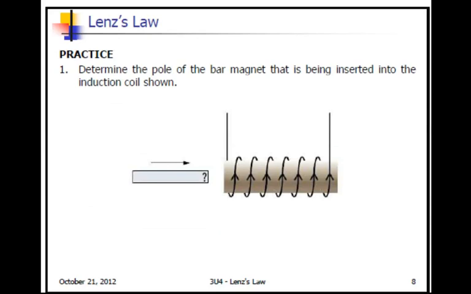Determine the pole of the bar magnet that's being inserted into this coil as shown. So if we're moving in that way, your fingers would curl up around that, and your thumb would point to the left. So that means that that field must be a south pole that's moving in.